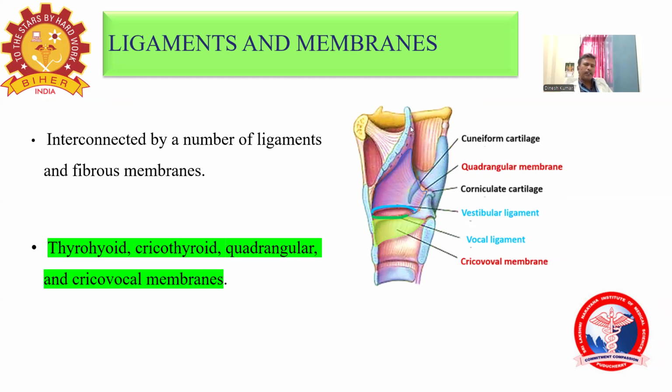See the pictures. You can see the posterior aspect of the larynx. This is the hyoid bone. See here, this is the hyoid bone. You can see below the cuneiform ligaments, and below the cuneiform ligament, this color indicates the quadrangular membrane. Then the vestibular ligament and the vocal ligaments.